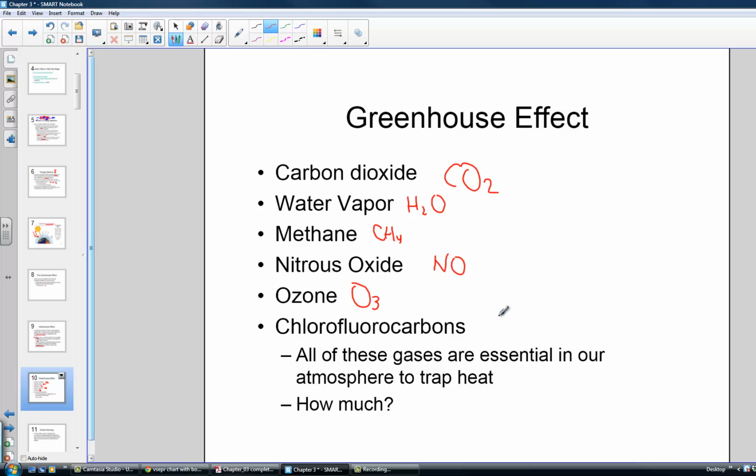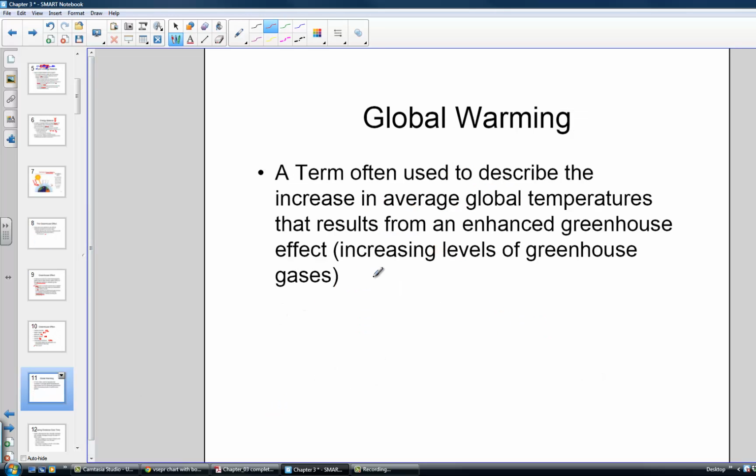And chlorofluorocarbons, which you generally see written as CFCs, a center carbon with chlorine, fluorine centered around the carbon. Chlorofluorocarbons are known as CFCs. All of these gases are essential in our atmosphere to trap heat. We all agree that they trap heat. What we don't agree upon, either scientifically or politically, is how much is too much. How much is okay, and how much is actually causing an environmental change.